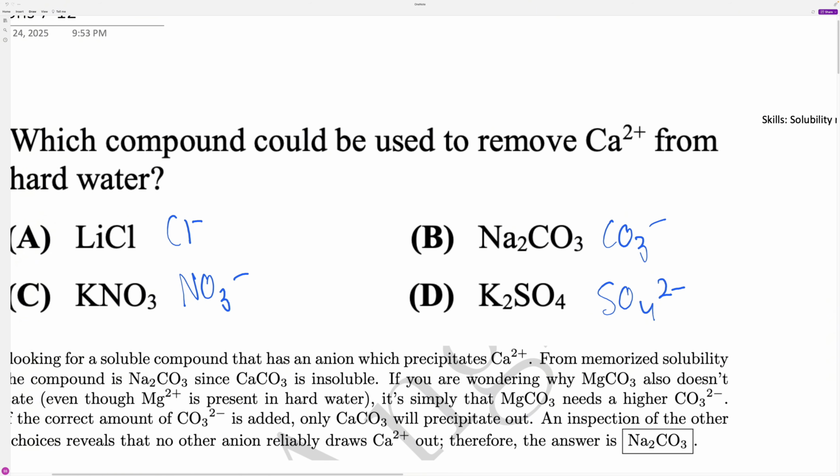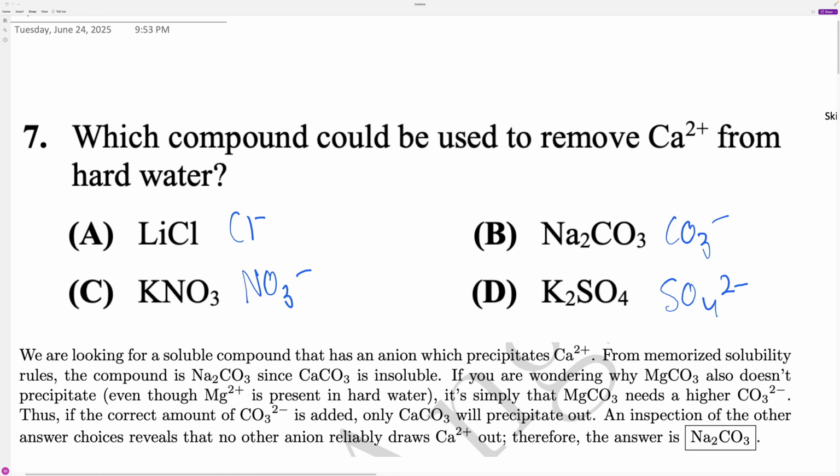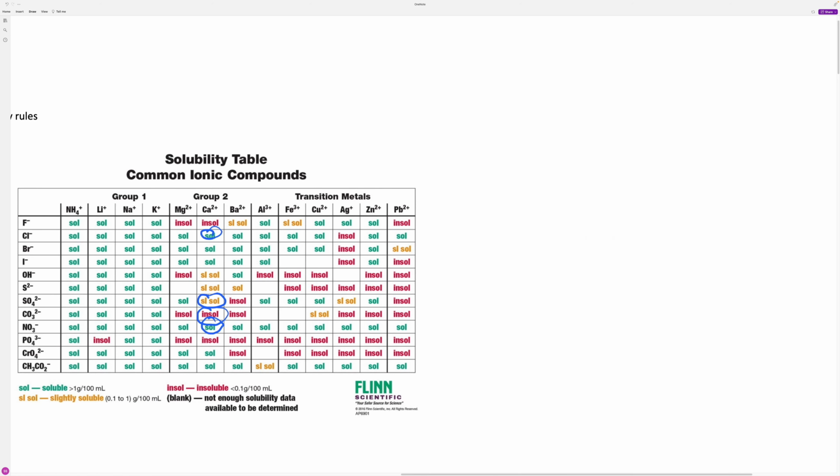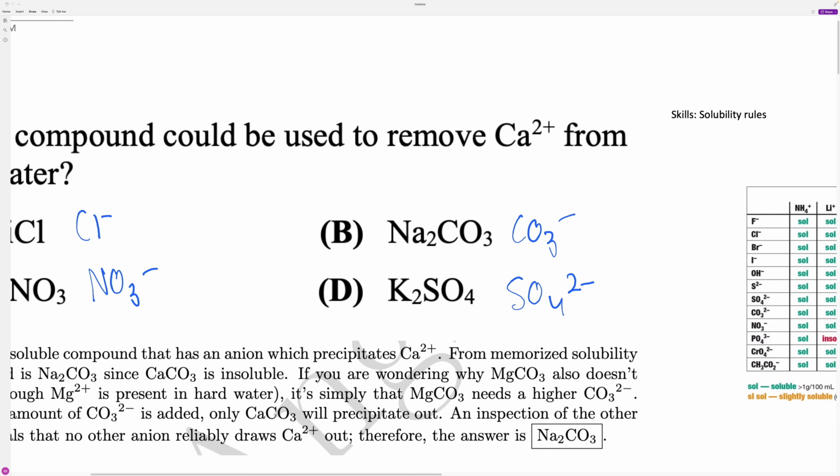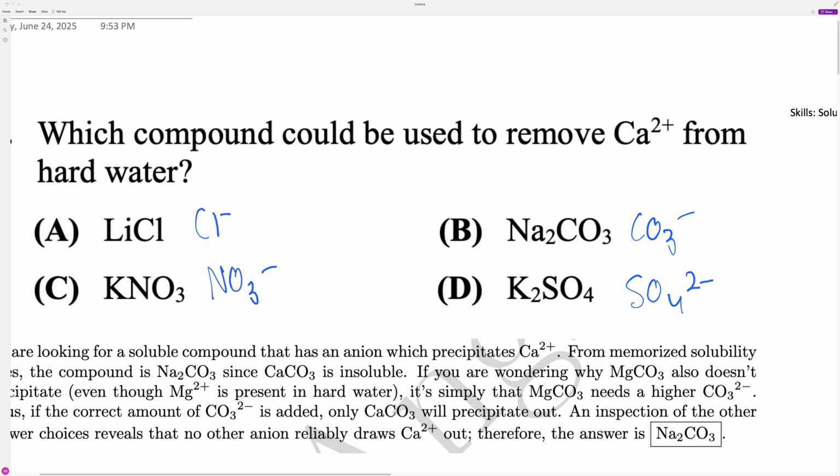So we're asked what can remove calcium ion from water. So we want a compound that's insoluble, the compound between calcium ion and the anion of the answer choices, in order for it to precipitate out. So the only one that's insoluble here is calcium carbonate. So that's going to be our answer. Our answer is going to be B, because that brings out the carbonate ion.